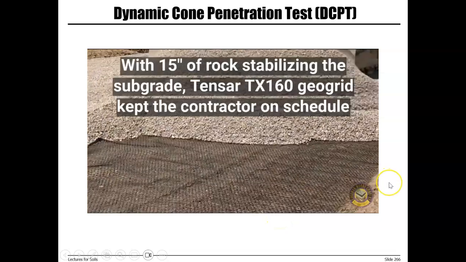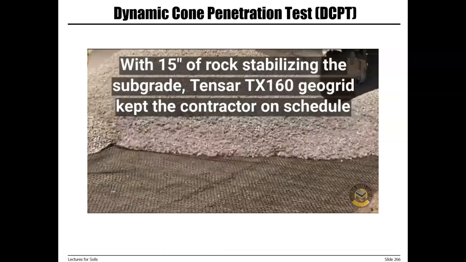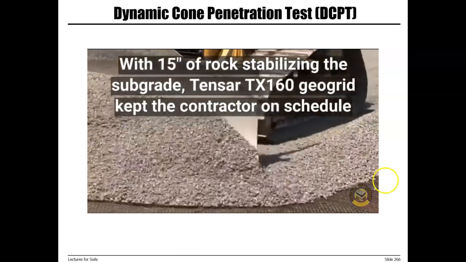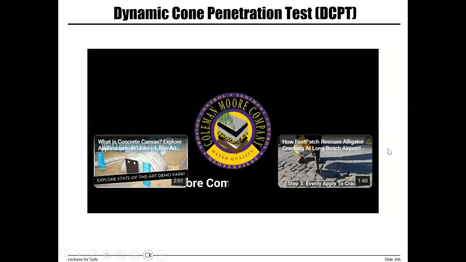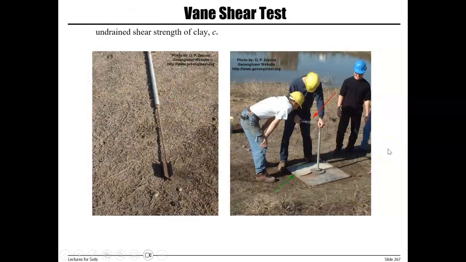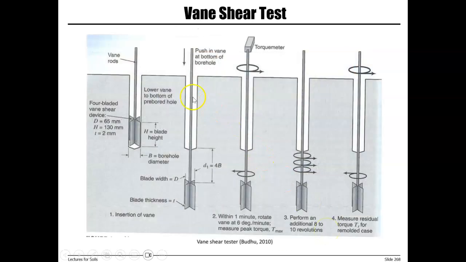Okay, so this is DCPT, Dynamic Cone Penetration Test. We also have a very simple equipment that is used to measure shear strength of clay. That's another property of soil that is used in foundation design. And the equipment is a four-bladed vane shear device, and it's connected to a rod.